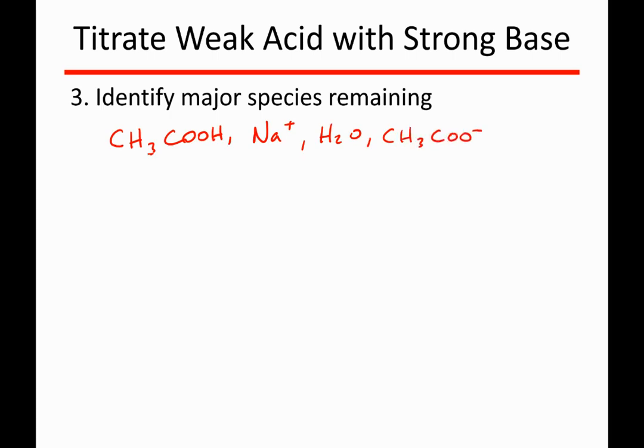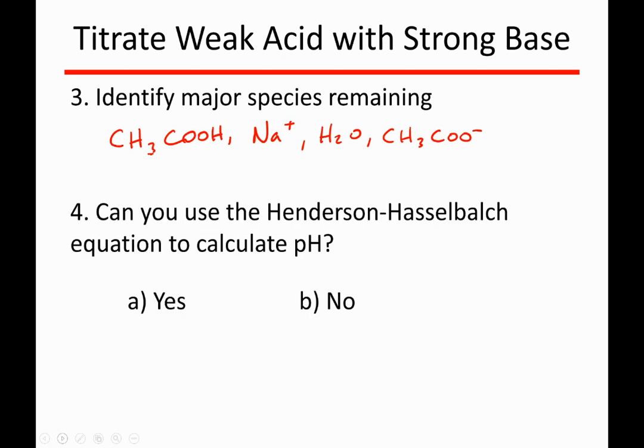Now, from this point, you can then ask yourself the next question, which is, where do we go next? How do we find the pH? Can we use the Henderson-Hasselbalch equation to find the pH? Think it over and go ahead and put in what you think on this. Having given you a chance to do that, let's go over the answer together.